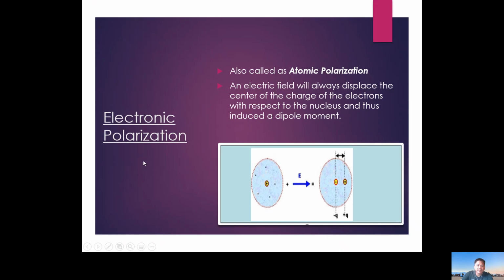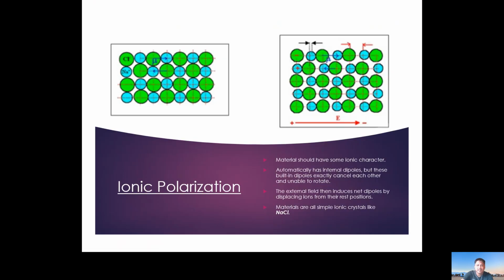So what is electronic polarization? It is also called the atomic polarization. It happens when an electric field displaces the center of the charge of the electrons with respect to the nucleus, and thus induces a dipole moment. The image below shows what electronic polarization looks like. Okay, next. The ionic polarization.